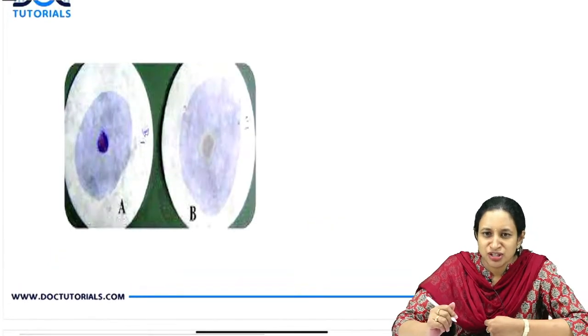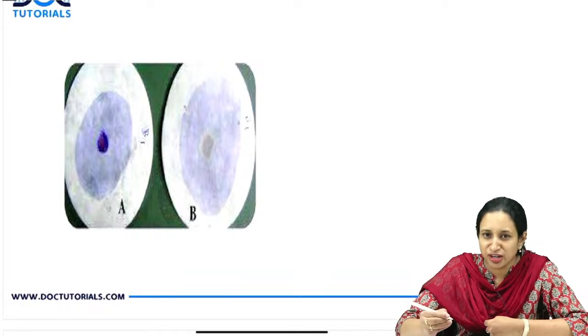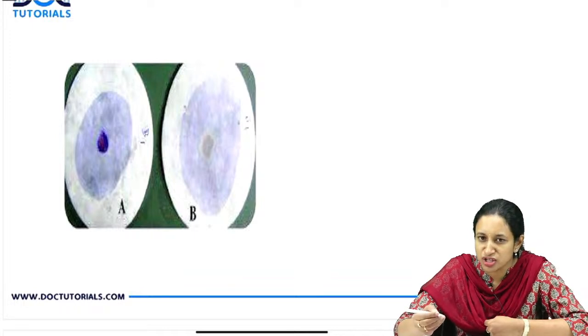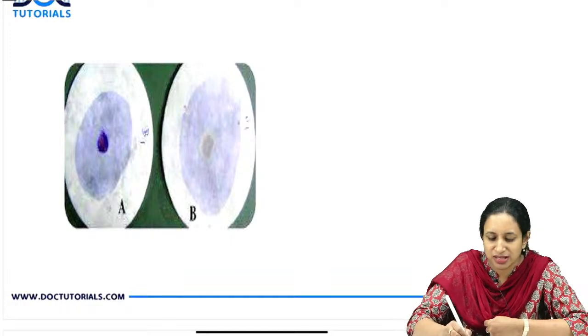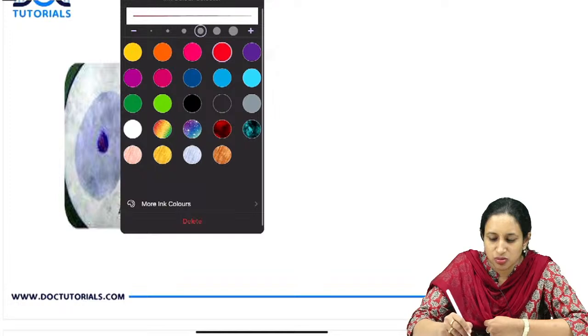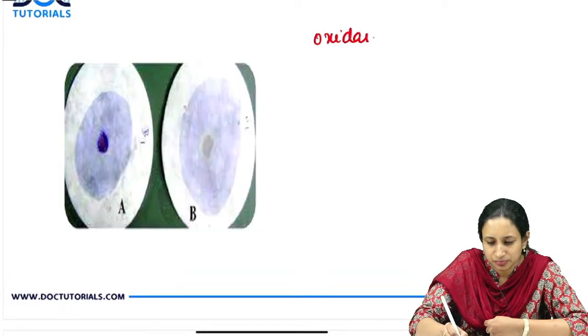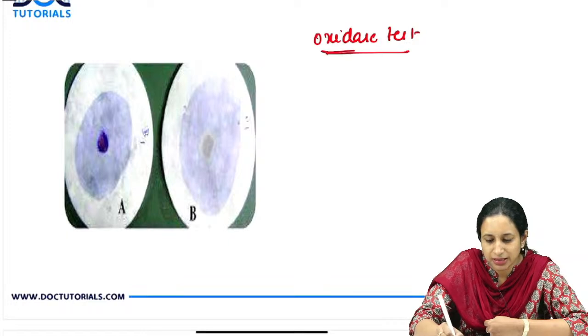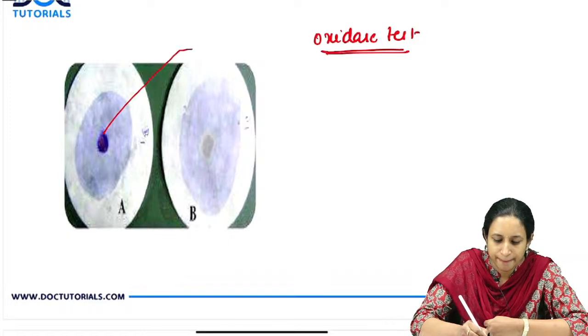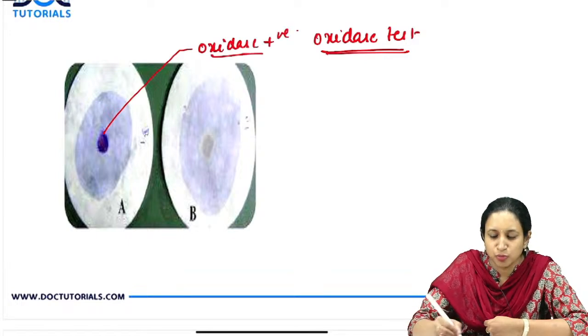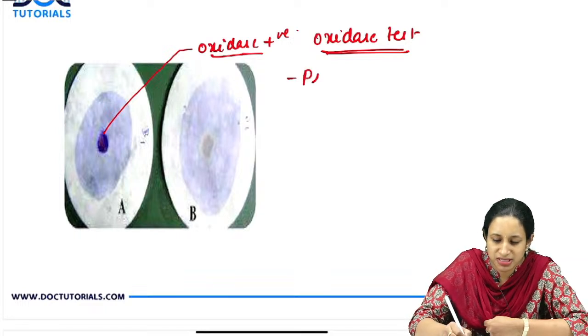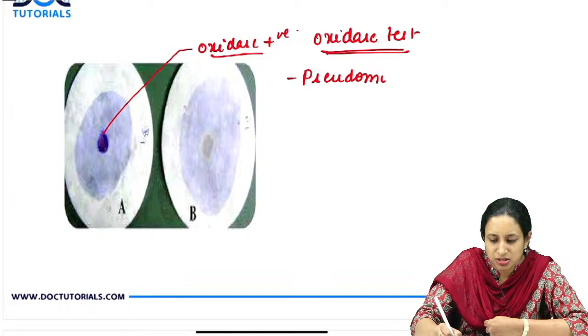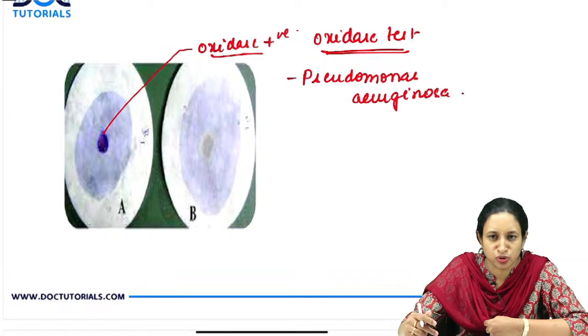Now it's very important for you to identify a few preliminary tests which are done for identification of the organism. This particular test is known as the oxidase test. This is oxidase positive. The most important organism that you have to remember for the oxidase test is Pseudomonas. So Pseudomonas aeruginosa is an oxidase positive organism. Very important for you to remember for the exam.